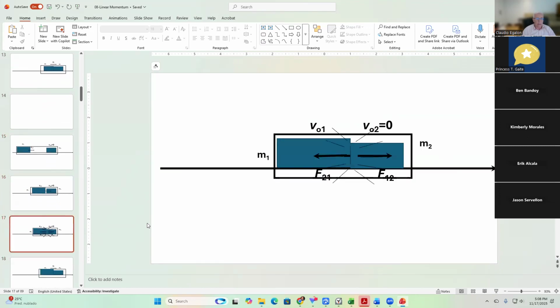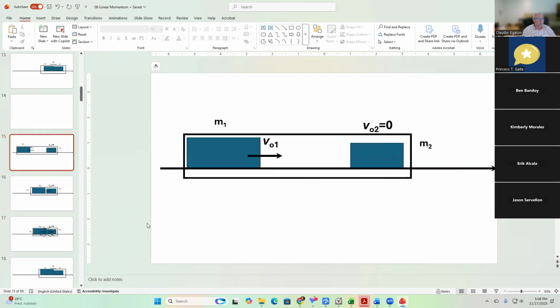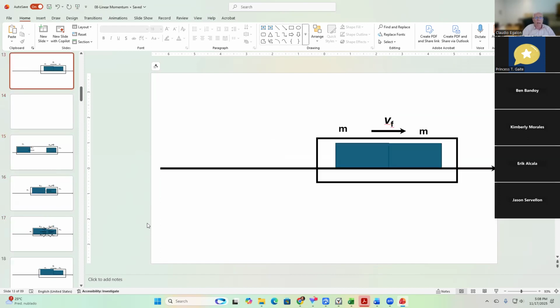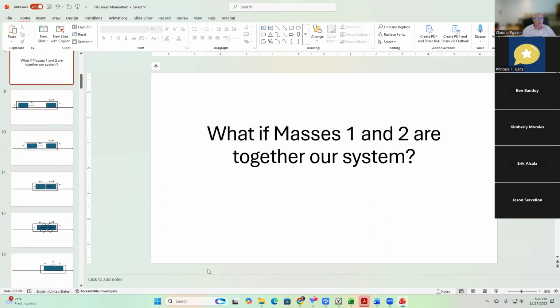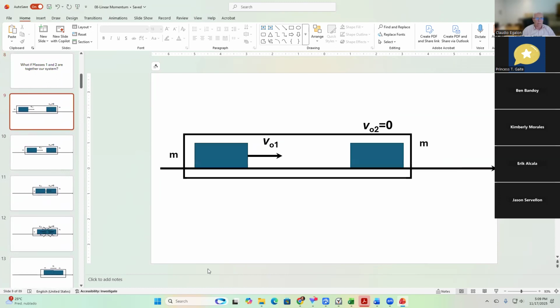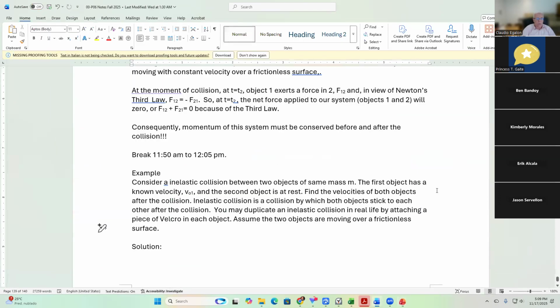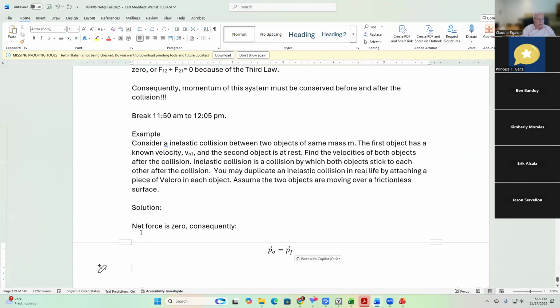Okay, here we go. Here's another one. This is another example that we're going to do later on. So here you go. That's the initial time. Okay, so we go ahead and apply the condition of conservation of linear momentum. Initial momentum is equal to final momentum.